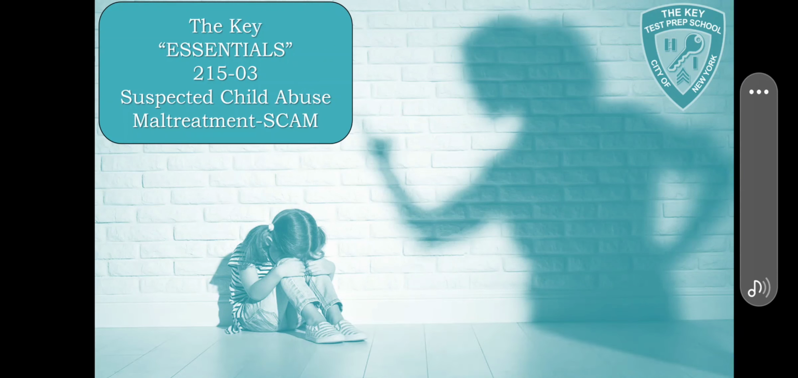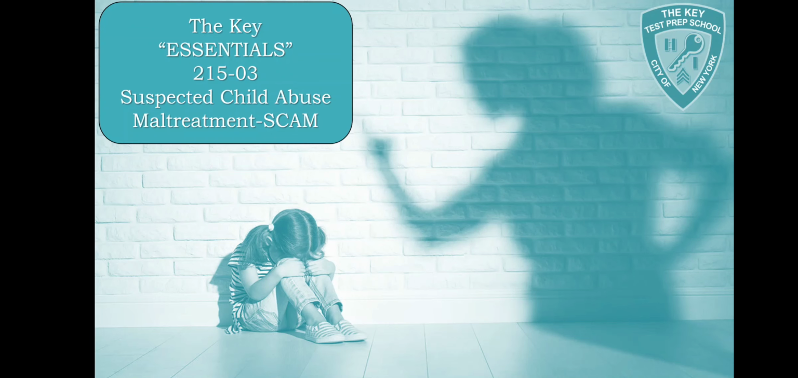In this video, we're going to be doing 21503, which is suspected child abuse maltreatment, otherwise known as the SCAM report. In the first part of the video, we're just going to go over how to remove the child, and then the second part, we're going to go over just the paperwork. So let's get going.